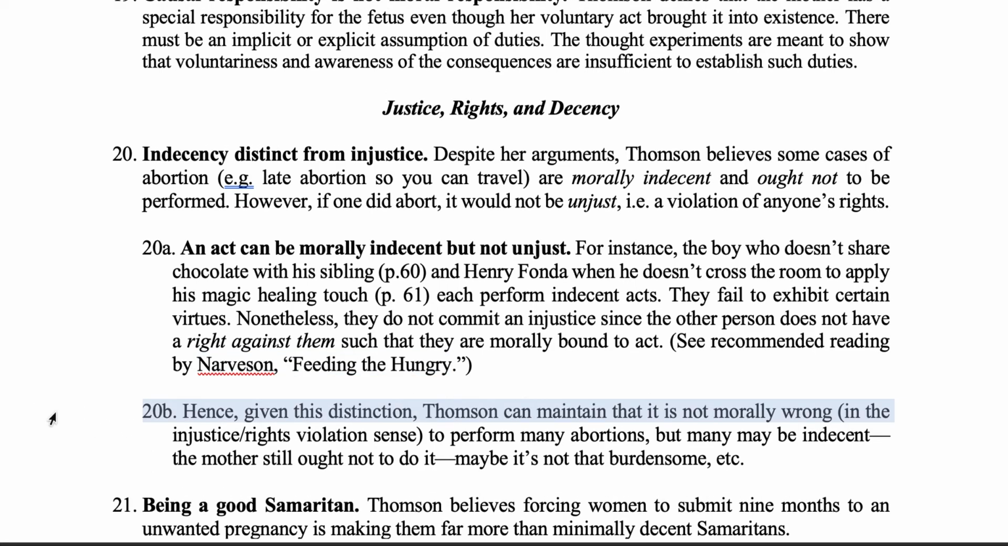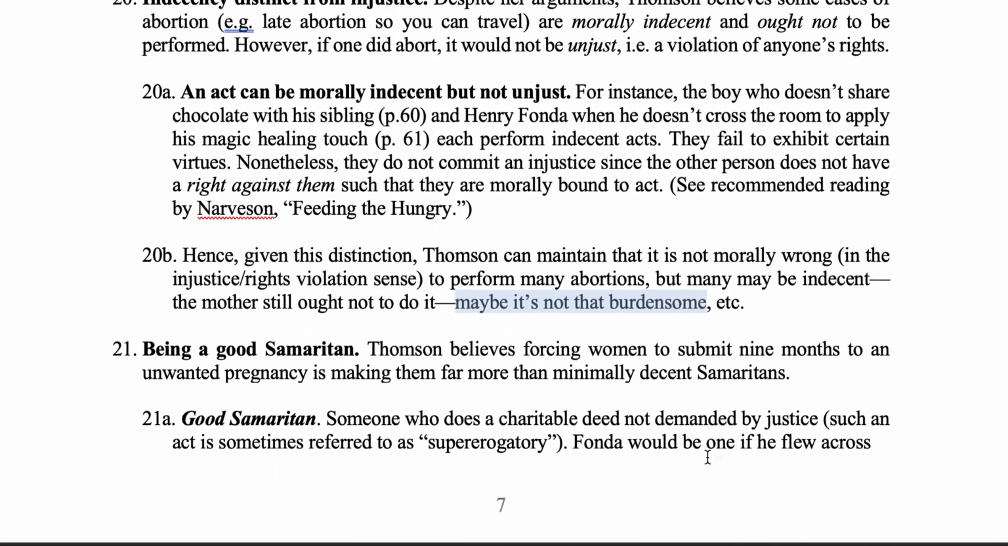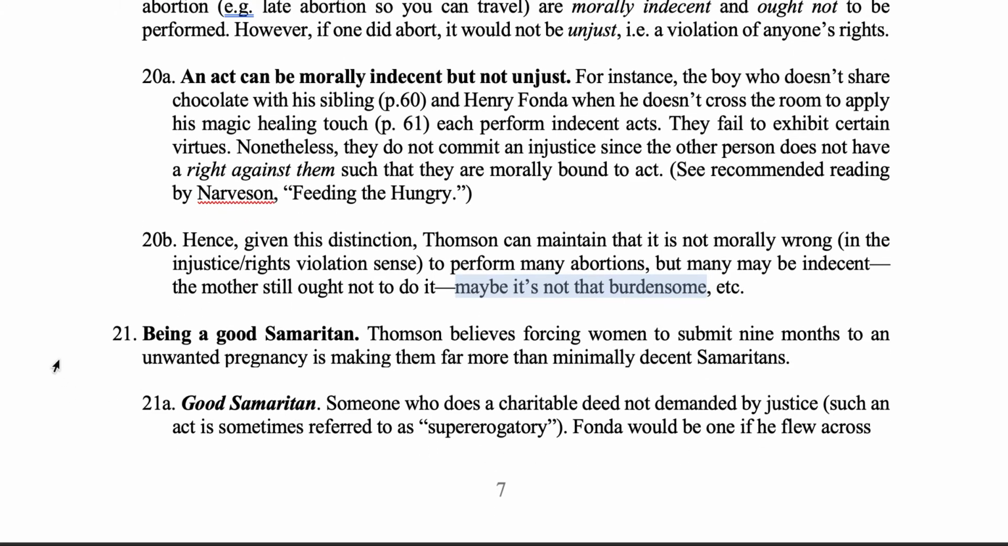All right, so given this distinction between indecency and injustice, Thomson says it's not morally wrong in the injustice sense to perform lots and lots of abortions, but some of them might be indecent. It still might be true that the mother ought not to perform the abortion. Maybe it's not that burdensome. Maybe she just wants to abort because she wants to travel, doesn't have a very good reason, and so on. So Thomson says, look, forcing women to submit to nine months of an unwanted pregnancy is making them far more than minimally decent.